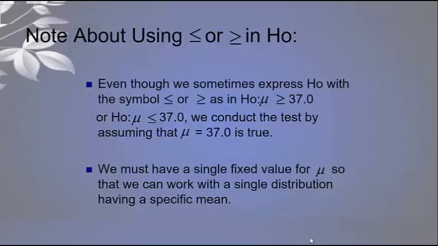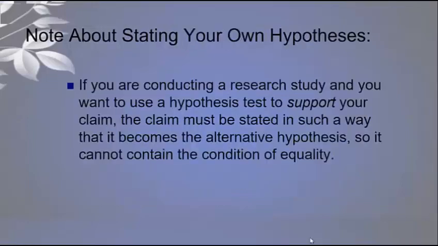Note about using less than or greater than in H0. Even though we sometimes express H0 with the symbol greater than or lesser than, as in mu is greater than 37.0 or mu is less than 37.0, we conduct the test by assuming that mu is equal to 37.0 is true. We must have a single fixed value for mu so that we can work with a single distribution having a specific mean.